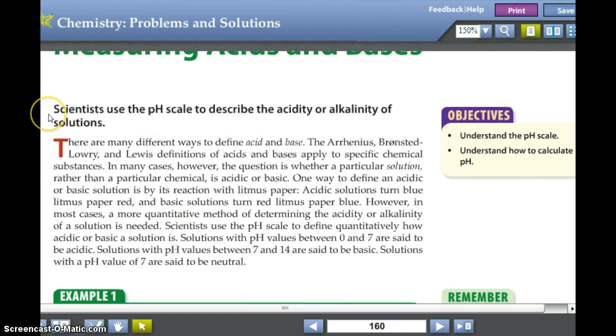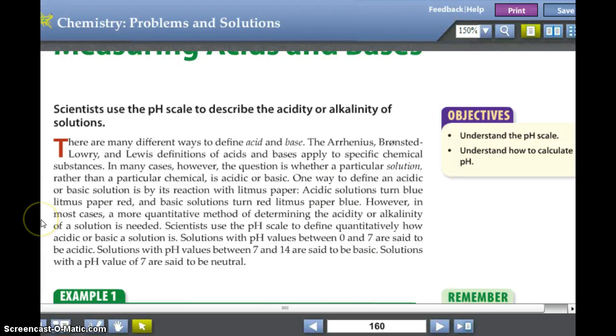Scientists use the pH scale to determine the acidity or alkalinity of solutions. There are many different ways to define acid and base. The Arrhenius, Bronsted, Lowry, and Lewis definitions of acids and base apply to specific chemical substances. In many cases, however, the question is whether a particular solution, rather than a particular chemical, is acidic or basic. One way to define an acidic or basic solution is by its reaction with litmus paper. Acidic solutions turn blue litmus paper red, and basic solutions turn red litmus paper blue.